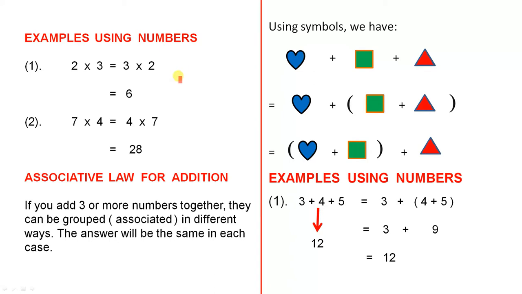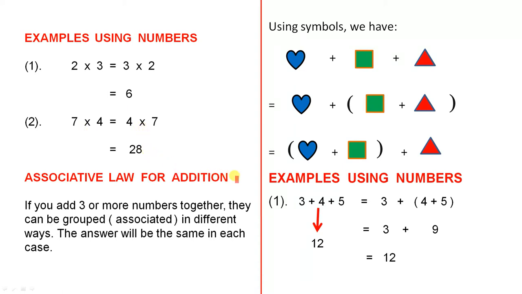Examples using numbers. 2 times 3 equals 3 times 2, and the answer is 6. See how we multiply them in any order? 7 times 4 equals 4 times 7 equals 28. The same again. Multiply them in any order, you get the same answer.